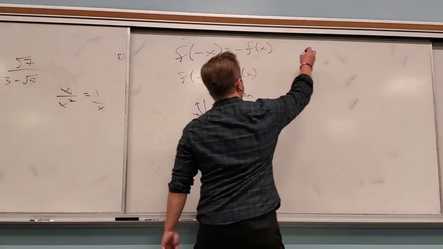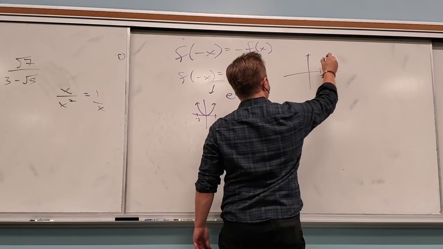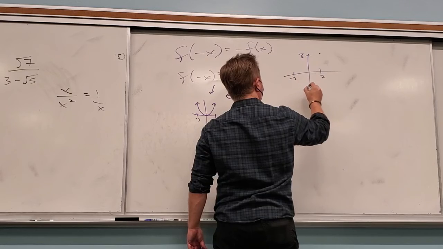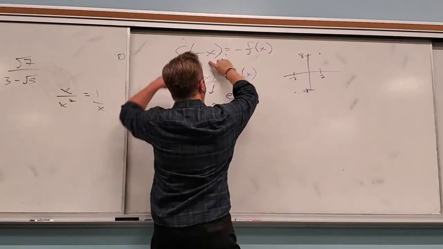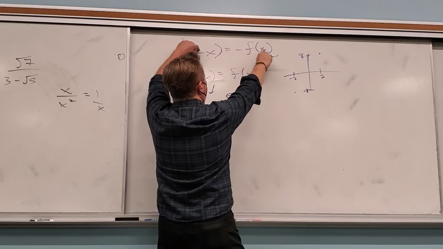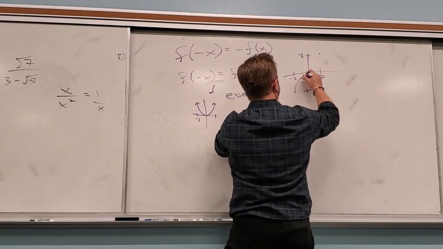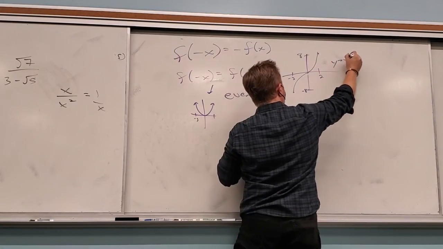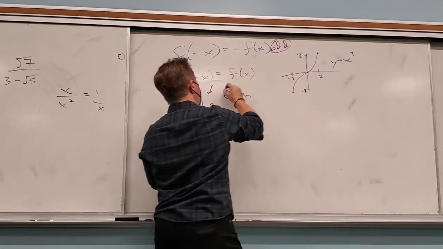What about this? Well, what's 2 cubed? 8. What's negative 2 cubed? Negative 8. So isn't f of negative 2 equal to negative f of 2? So this would be symmetry through the origin. This is cubed, so that must be odd symmetry. And this is even symmetry.